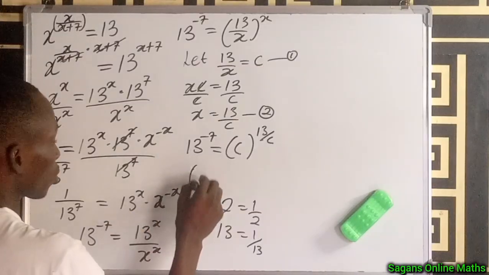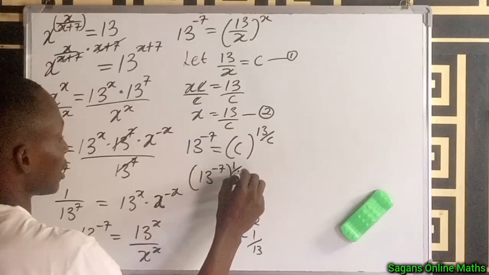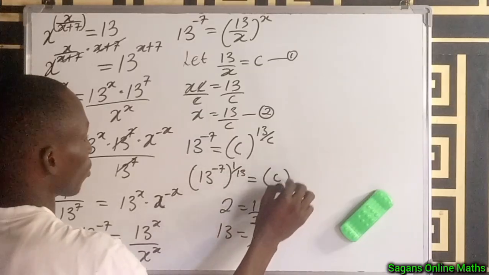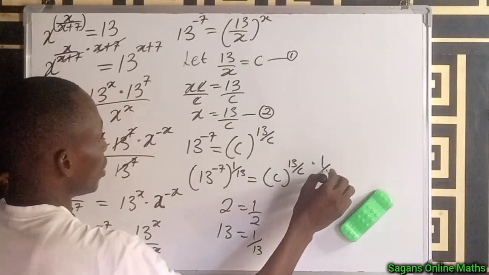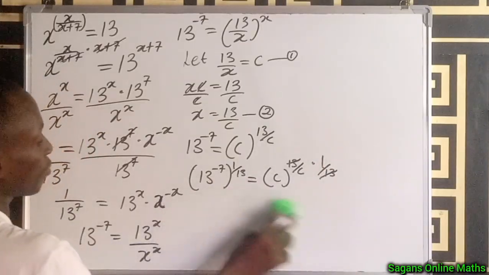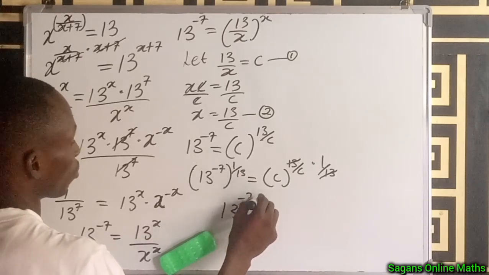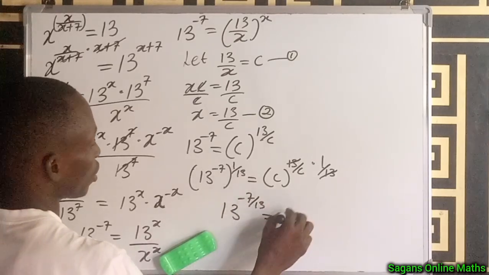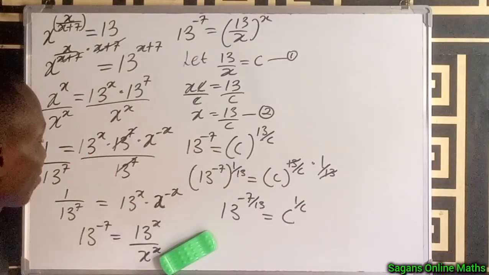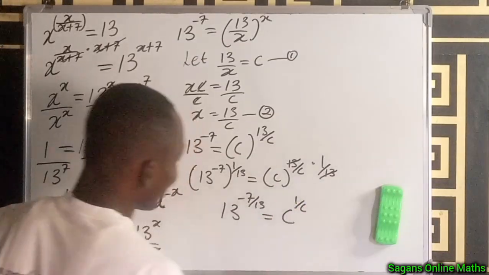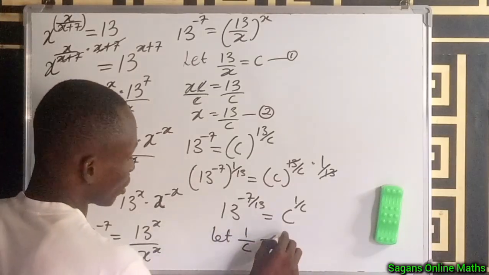So this becomes 13 to the power of minus 7 multiplied by the reciprocal, which is 1 over 13, equals c to the power of 13 divided by c multiplied by 1 over 13. So this cancels out this, and we are left with 13 to the power of minus 7 over 13 equals c to the power of minus 1 over c. Wow, this is amazing. At this point, we can say let 1 over c equal d.